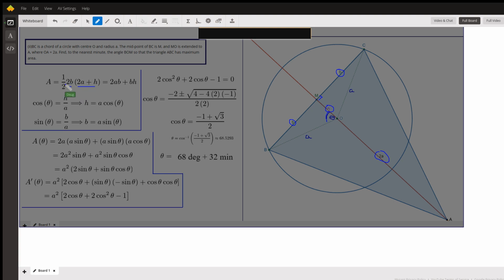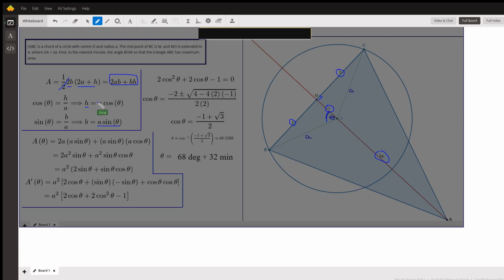And I can cancel these out and distribute the b, so there's a formula for the area of the blue triangle. Now, can we get a and b depending on theta? Well, the cosine of theta is h over a, which implies that h is a cosine of theta. And likewise, the sine of theta is b over a, so b is a sine of theta.